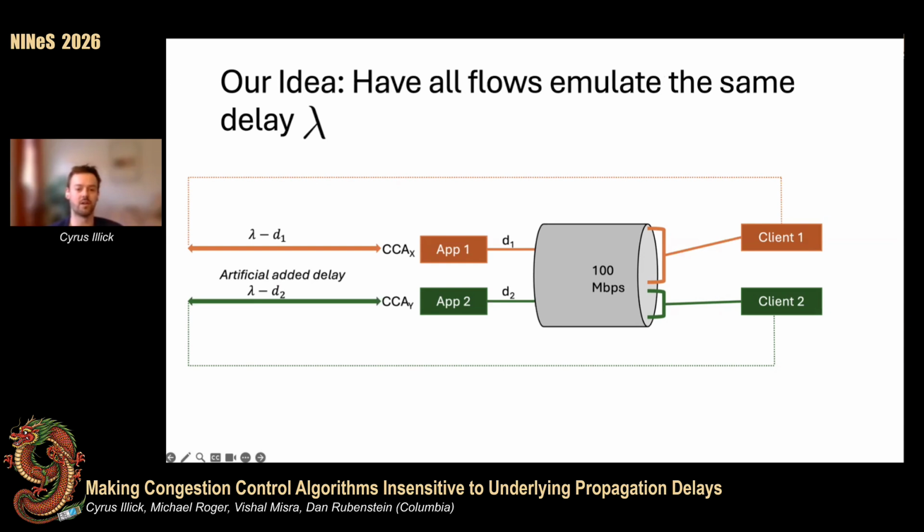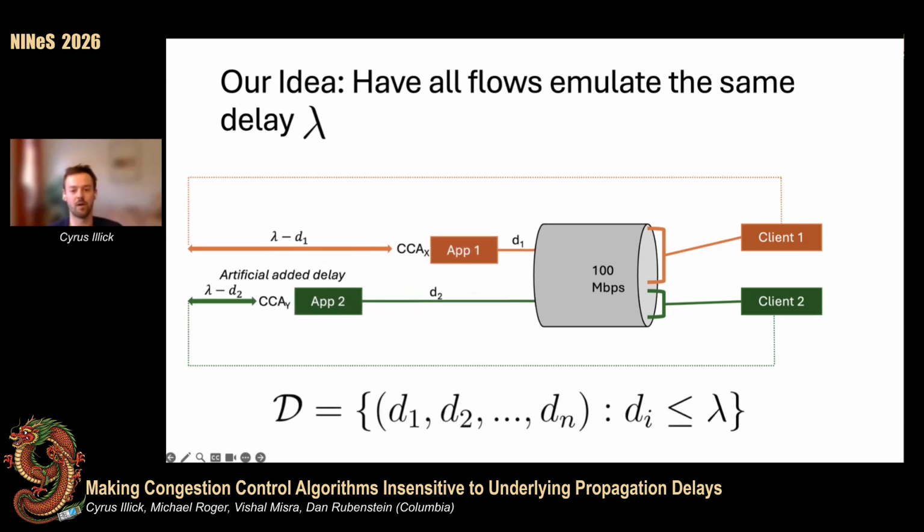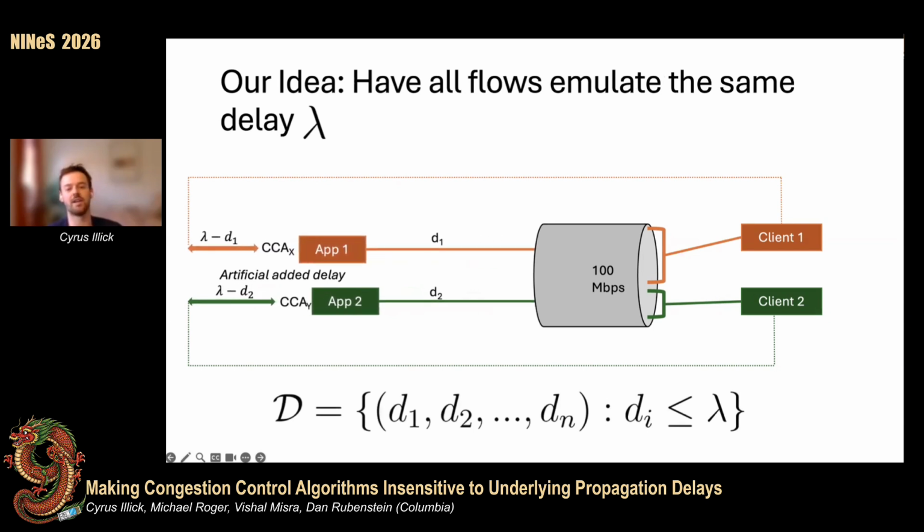larger than the delays which occur naturally in their network settings, then if each flow artificially adds delay to alter how the network path is perceived by the CCA, then no matter what CCAs are in use and what natural propagation delays competing flows have, the CCAs will operate as if they have this larger propagation delay lambda.